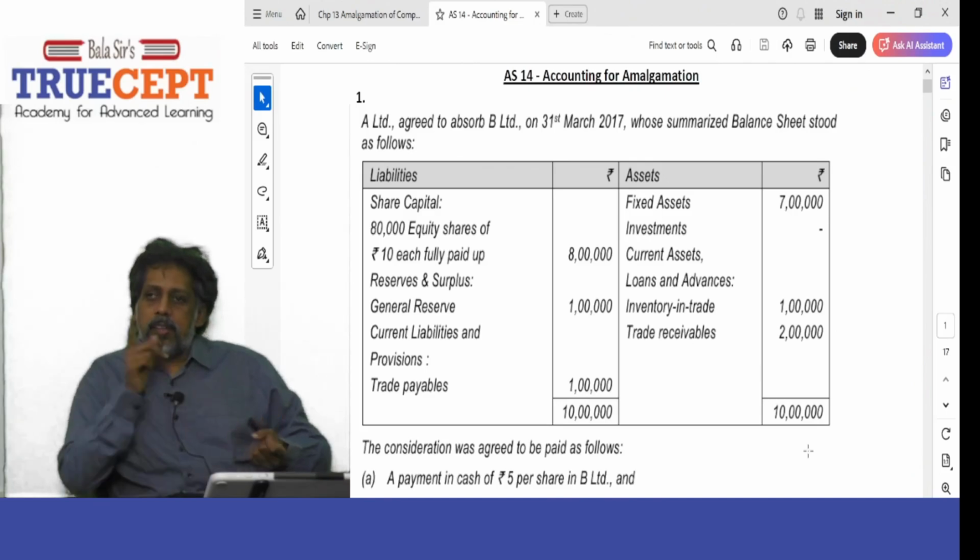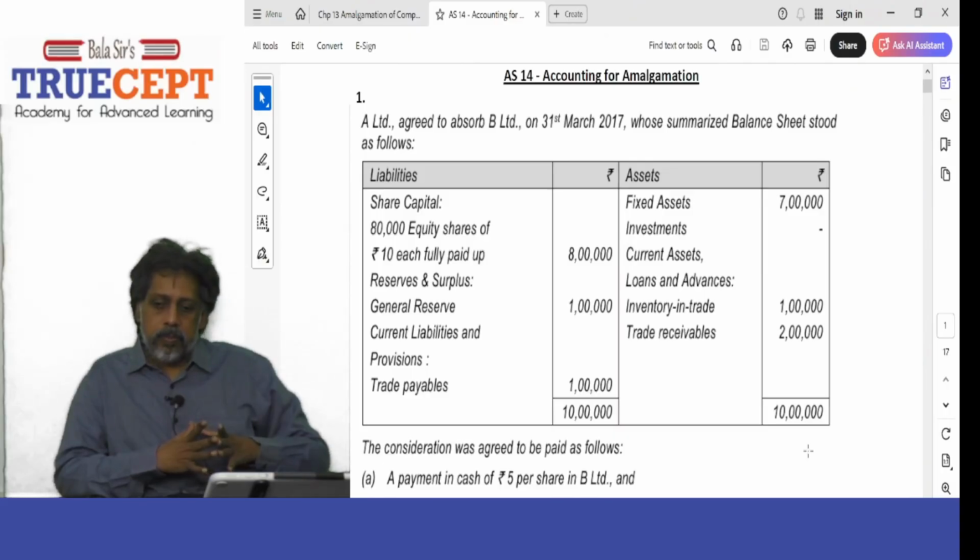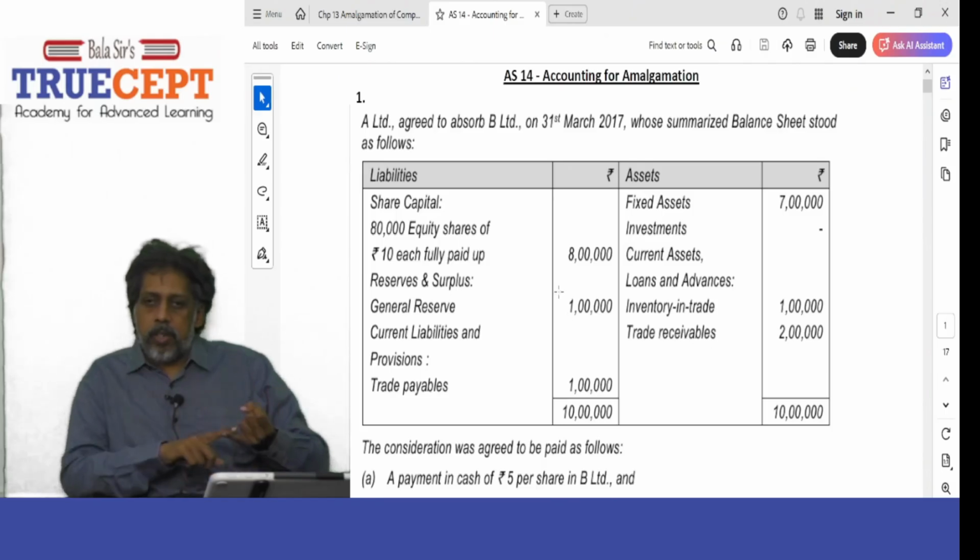So A is the transferee company and B is the transferor company. A agrees to take over B, whose summarized balance sheet stood as follows. Liabilities: share capital, 80,000 equity shares of rupees 10 each fully paid up, rupees 8 lakh. Then reserves and surplus, general reserve 1 lakh. Next, current liabilities and provisions, trade payables 1 lakh.